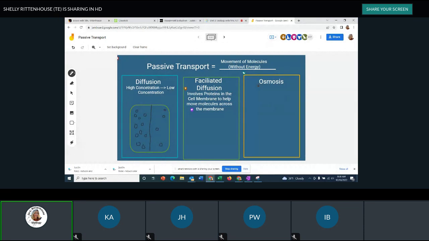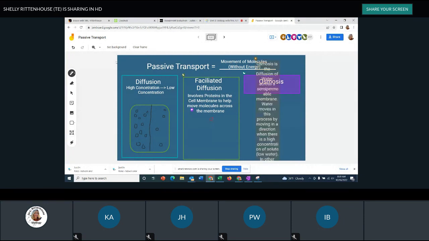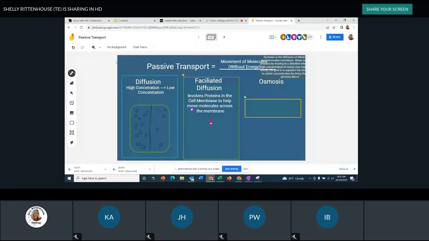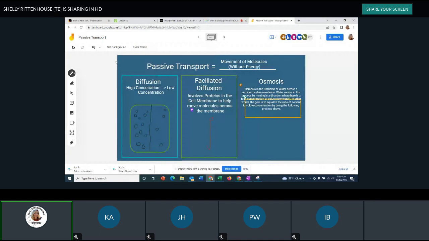And then what is osmosis? Somebody come over here and work on osmosis for me. Good. I see someone working on one of those channels. Good. Osmosis is a diffusion of water. Absolutely. From high to low. I like what's going on in facilitated diffusion. This is looking good. I see that channel and the molecules moving through it.